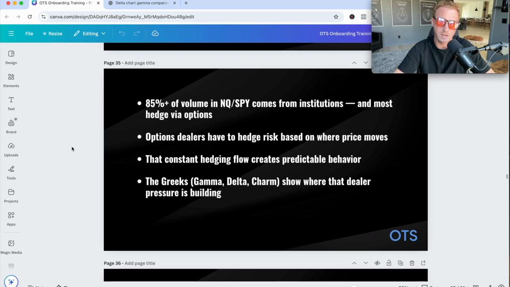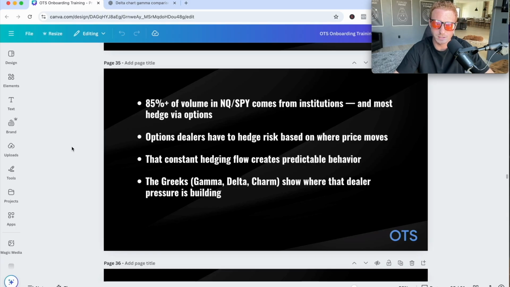I have an analogy from ChatGPT. I'll go over it in just a second, but essentially option dealers have to hedge risk based on where price moves. Okay, so if price goes up a bunch, they have to hedge that risk so they can stay neutral and balanced in the market, right? Because again, they're not trying to make money off it going up and down. They're not traders. So this constant hedging flow creates predictable behavior in the markets.